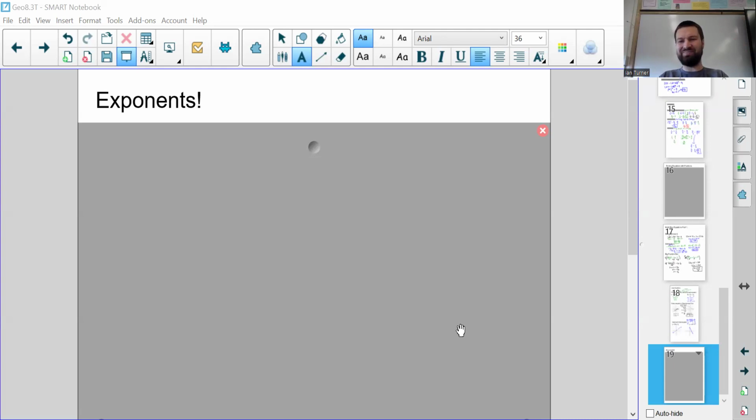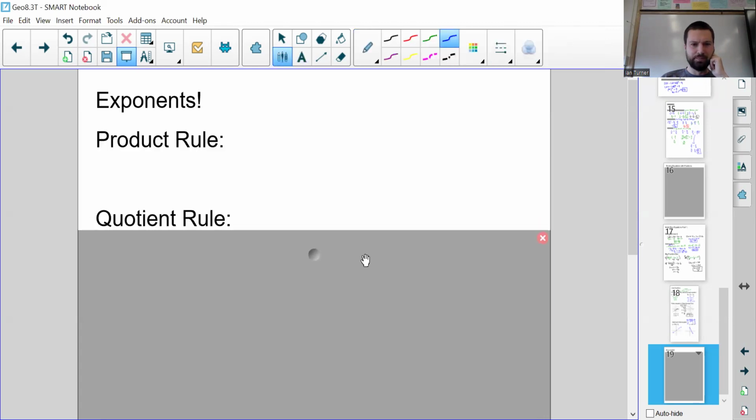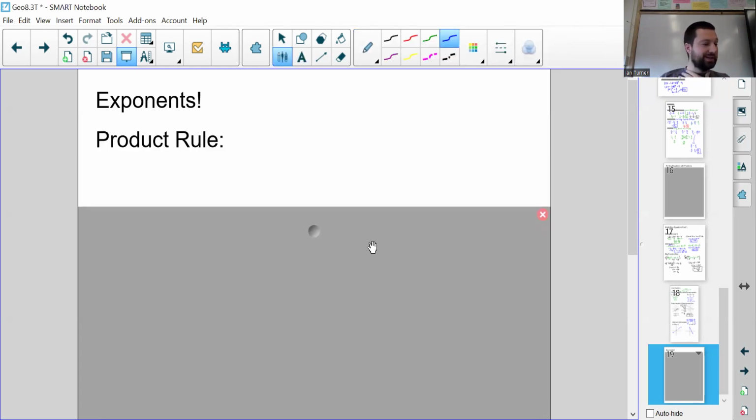Exponents. We did a little bit of this, but really not a lot. So this one might be a little different. We're going to go through all the exponent rules, remind ourselves how exponents work, and then we'll do some example problems. I don't have anything written up, but some of these are going to be really easy. Product rule, real simple.